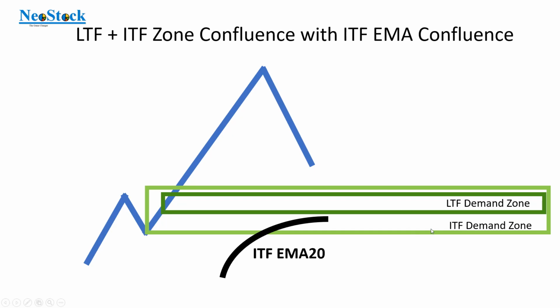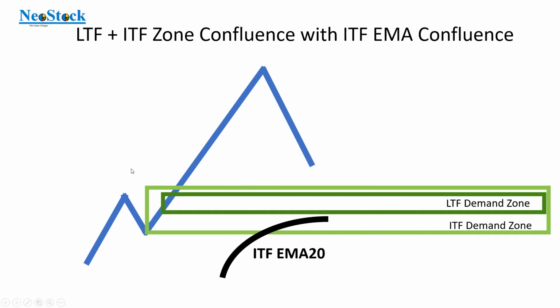Demand zone with demand zone. That means lower time frame demand zone with intermediate time frame demand zone, or lower time frame supply zone with intermediate supply zone. It should be a part. How can it be a part? If it is overlapped with the ITF zone, that is called a part of the zone. Part of the zone is general, simple English.